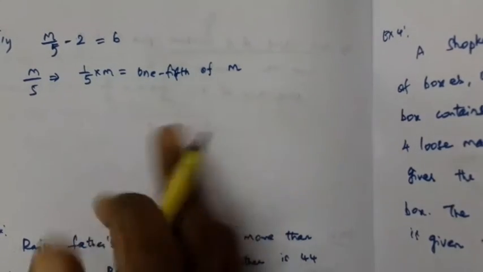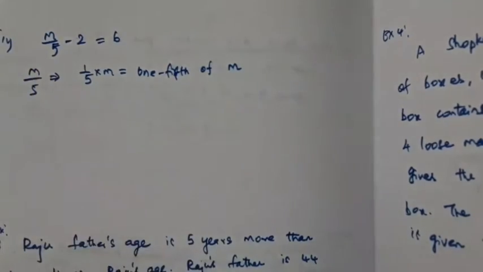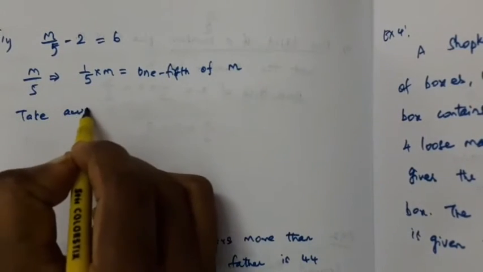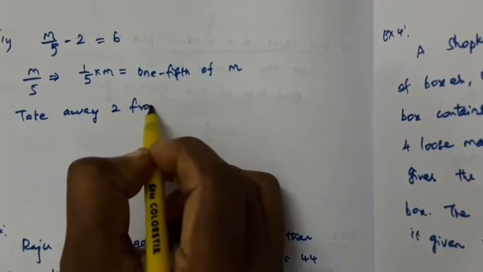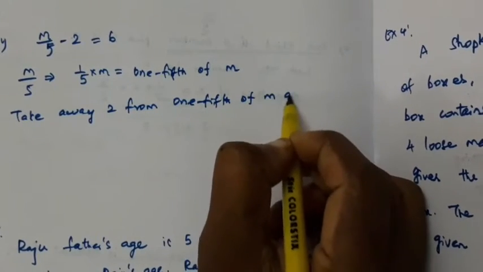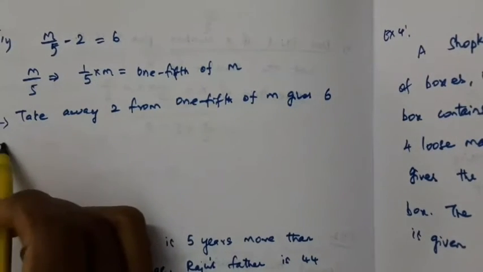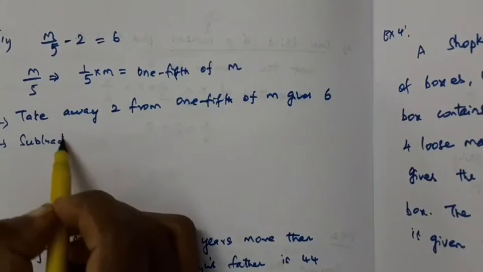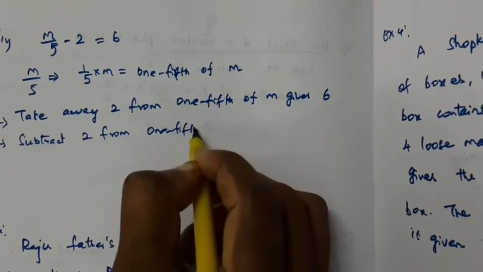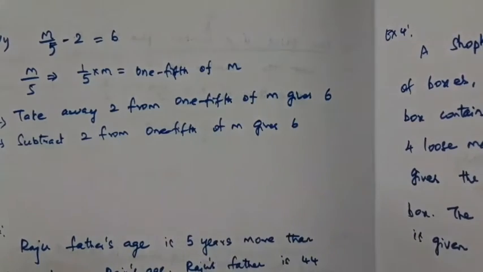Okay, the 1/5 of m is 1 by 5 multiplied by m, which gives m by 5. Now instead of this m by 5, we have to write 1/5 of m. So what can we write? Take away 2 from 1/5 of m gives 6. That is one way of writing. Otherwise, subtract 2 from 1/5 of m gives 6. That is another way of writing.